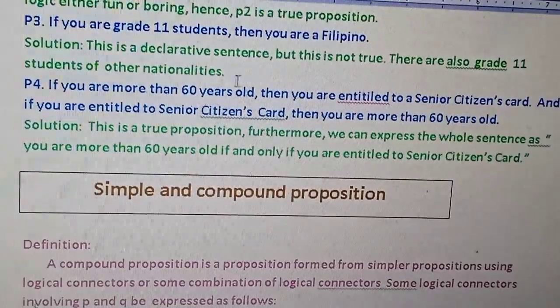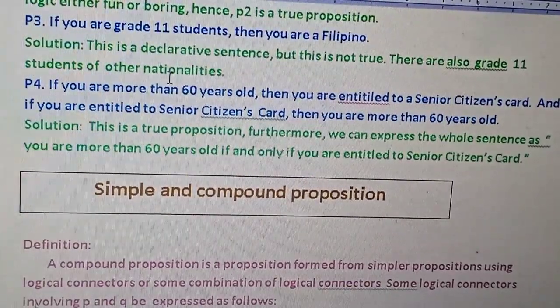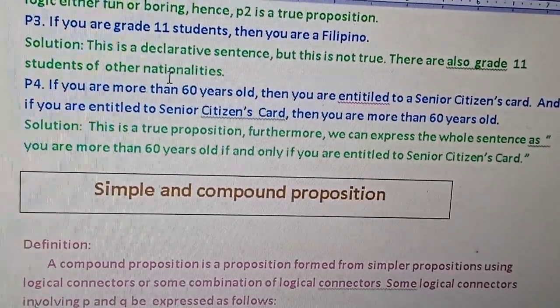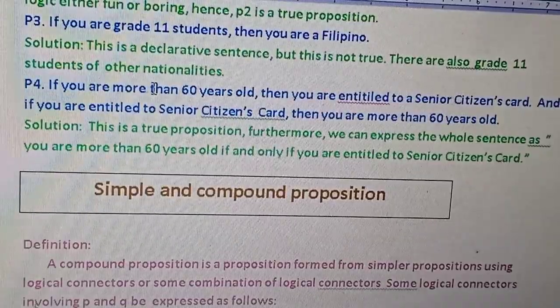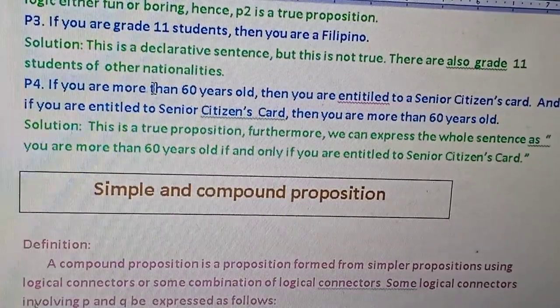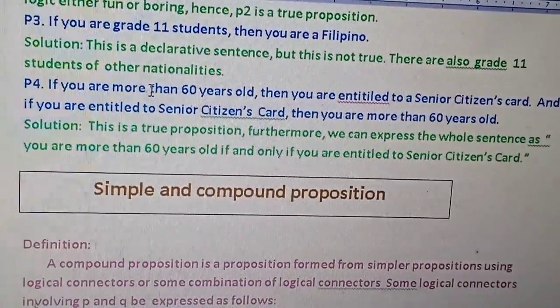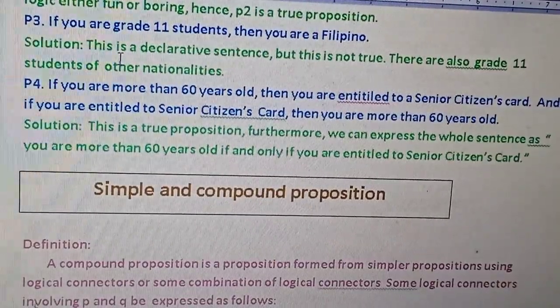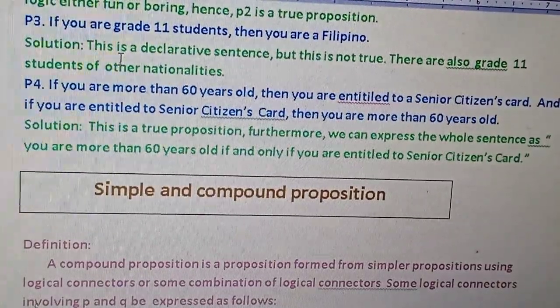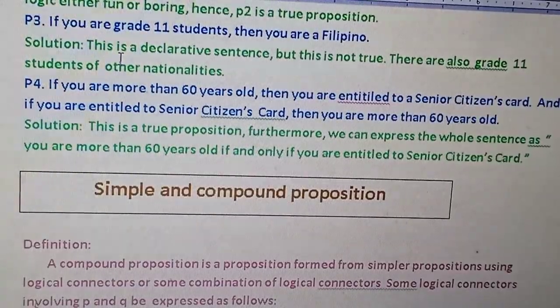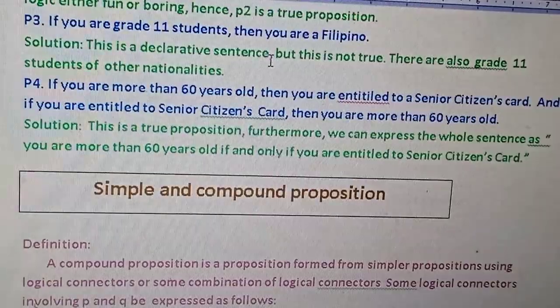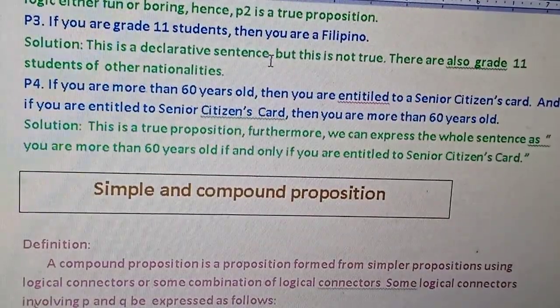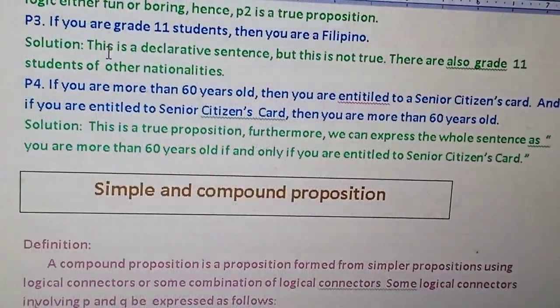I hope that by this presentation, you learn how to determine whether a sentence is a proposition or not, and whether the sentence is declarative, or another kind of sentence like interrogative, exclamatory, or imperative.